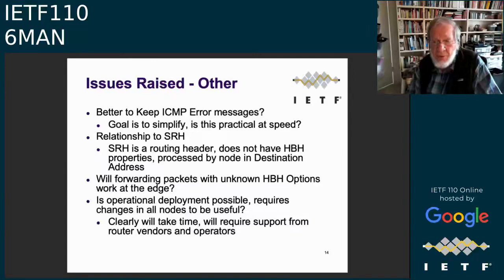Will forwarding packets with unknown hop by hop options work at the edge? I think that's a good question. Right now we have examples of ISPs at the edge dropping packets with hop by hop options. Will they let them through? Will firewalls and the like allow hop by hop options they don't understand through? That's something we need to understand better.